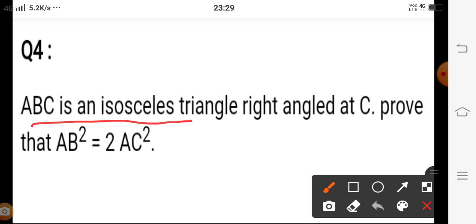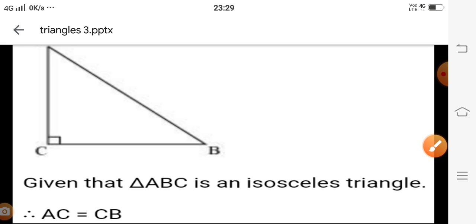Fourth question, we have ABC is an isosceles triangle, right angle at C, and we have to prove this AB square is equal to 2AC square. Then let us draw the triangle first. We have a triangle ABC, right angle at C, and AC is equal to CB.